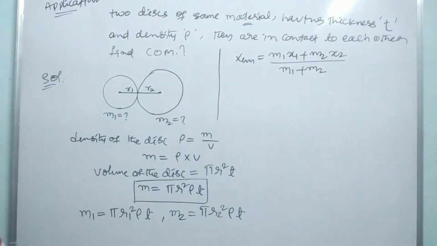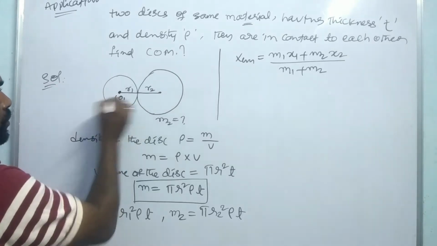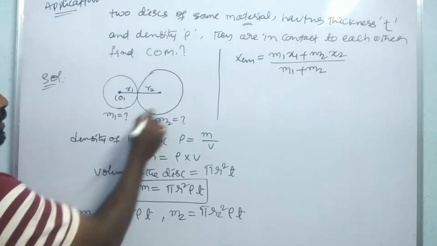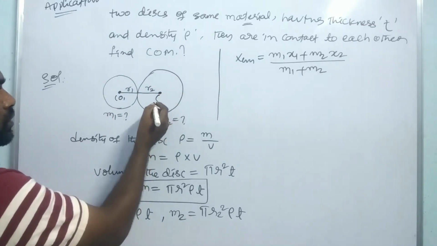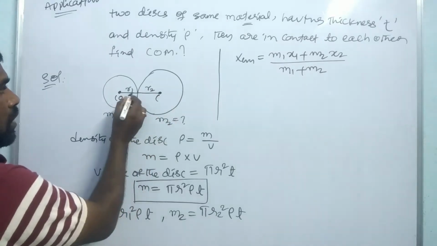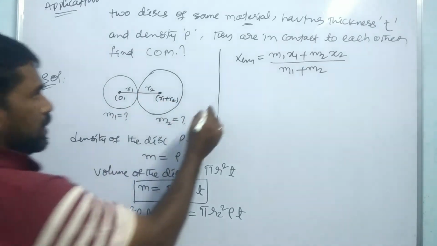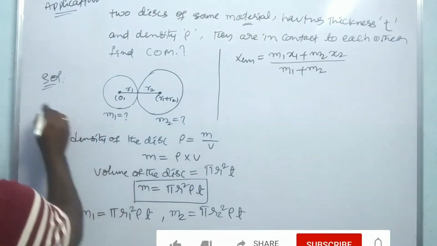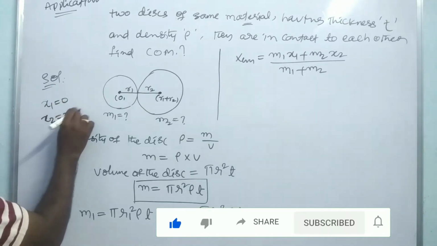How can we find x1 and x2? This is x1, which is 0, the origin. And here is x2, y2 of course. So x2 is r1 plus r2. So x1 is equal to 0, and x2 is equal to r1 plus r2.